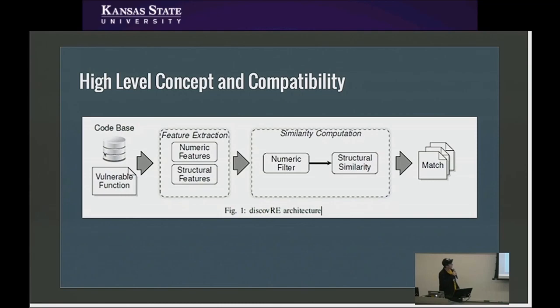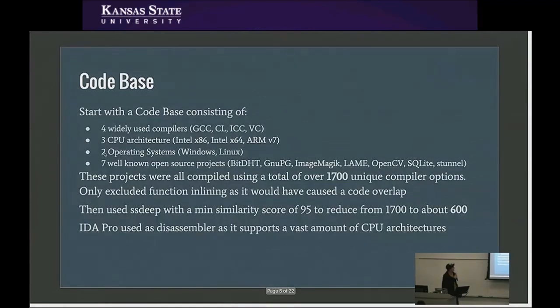So this is the overall concept. We start with the code base. We go through some feature extraction, get numeric and structural features. We put it into a similarity computation, and then we pop out some matches that could be possible vulnerable programs.